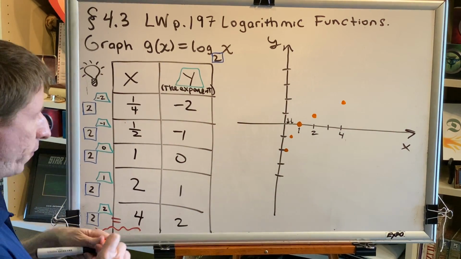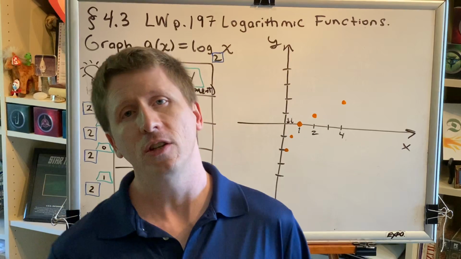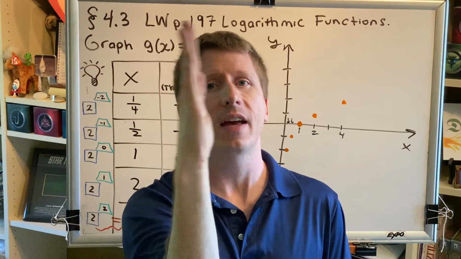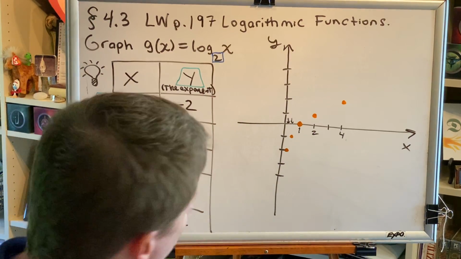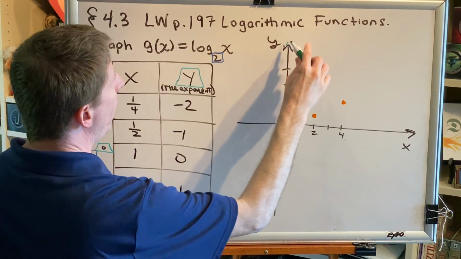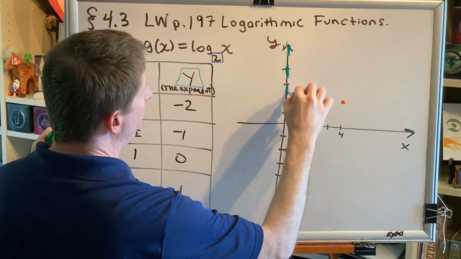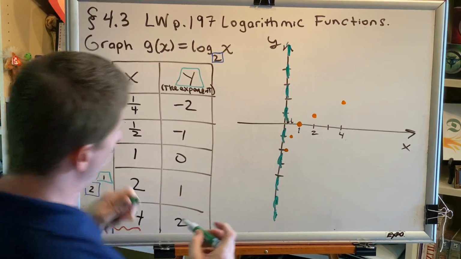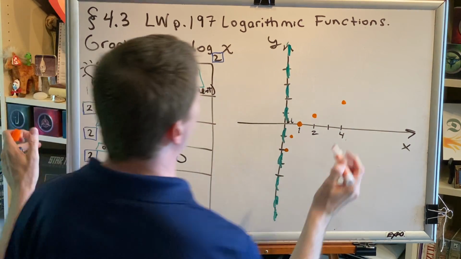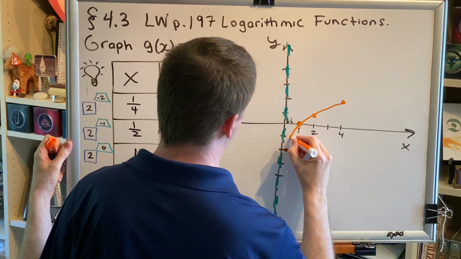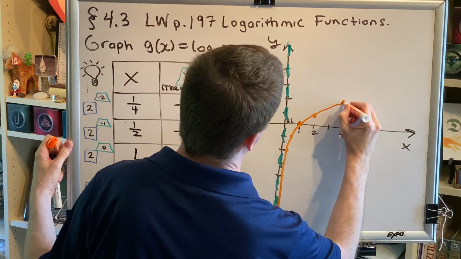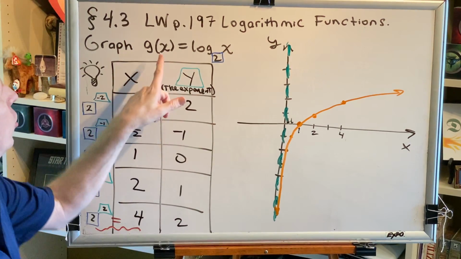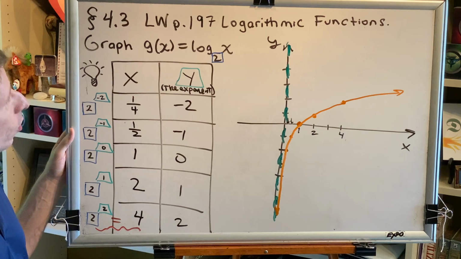Now when we connect our dots, we have to remember that there is an asymptote. An exponential equation has the x-axis as its asymptote, but a logarithmic equation has the y-axis as its asymptote. So we're going to draw our y-axis with an asymptote right on top of it, and then we will connect our orange dots to make the graph of our logarithmic function so that it approaches but never reaches that asymptote. And there we go. This is the graph of the logarithmic function g of x equals log base 2 of x.